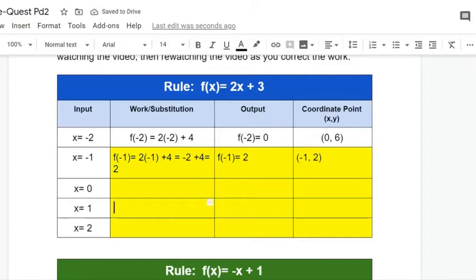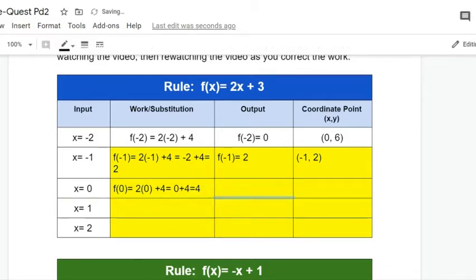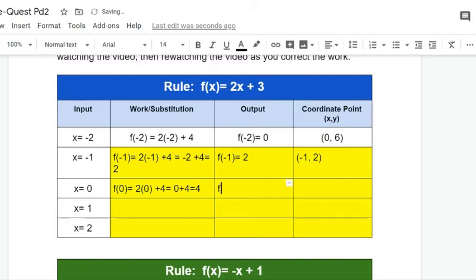Next one, f of 0. The f of 0 is kind of easy. I wonder if you guys noticed. 2 times 0, in parentheses, plus 4. So the 2 times 0 cancels out, so it's going to be 0 plus 4, which equals 4. So that means f of 0, and this is the b in y equals mx plus b, for those of you who remember, is 4. So that means 0, 4 is my answer.